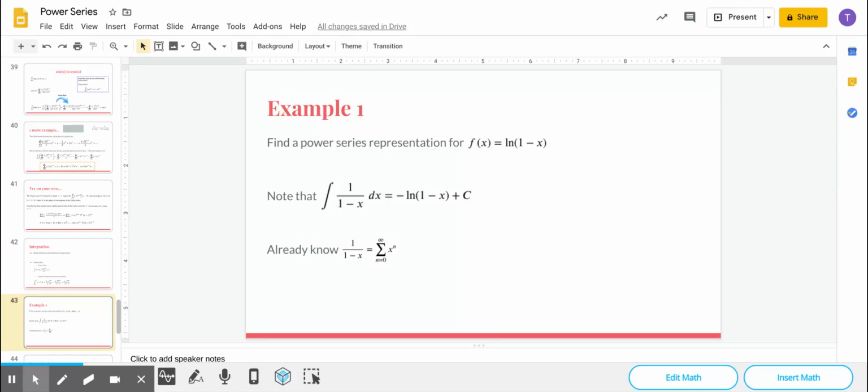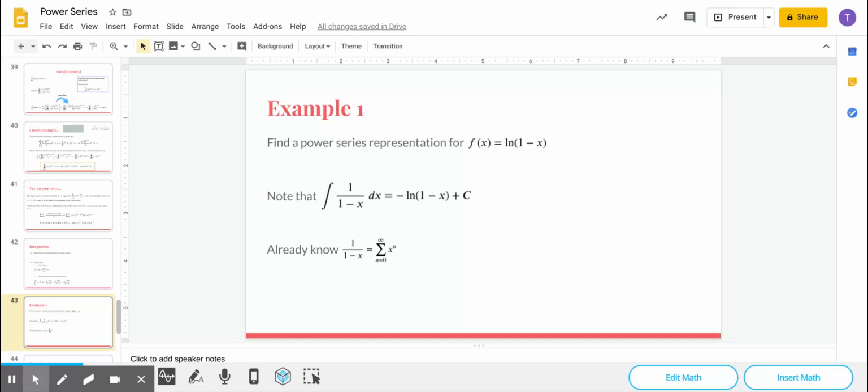So here's my first example. I'm connecting it to a known function. And so the known function that I want to try and find a power series representation for is the natural log of 1 minus x. Something that you have to either recognize or just note, that's why we're going over it, right? So you kind of recognize how this works, is that I know that the integral of 1 divided by 1 minus x is equal to the negative natural log of 1 minus x plus c.